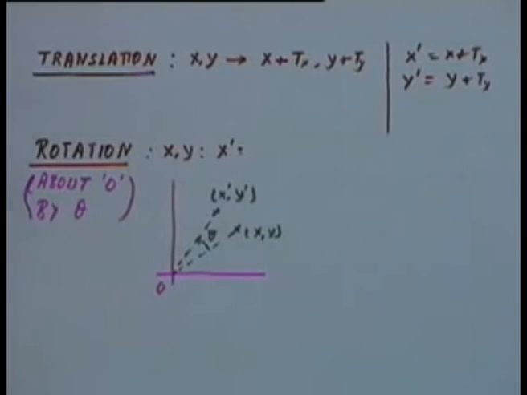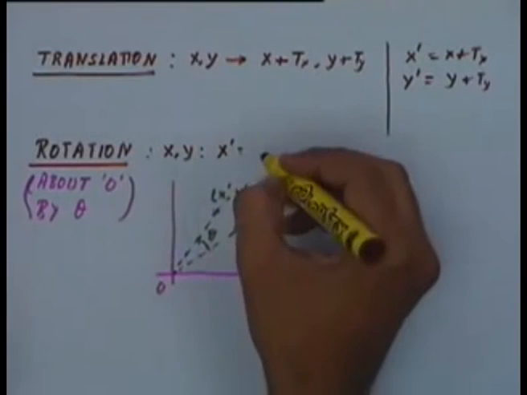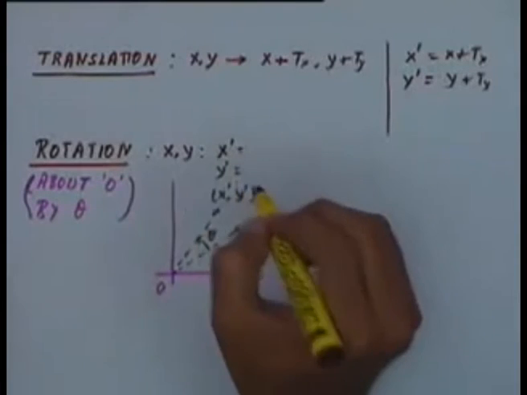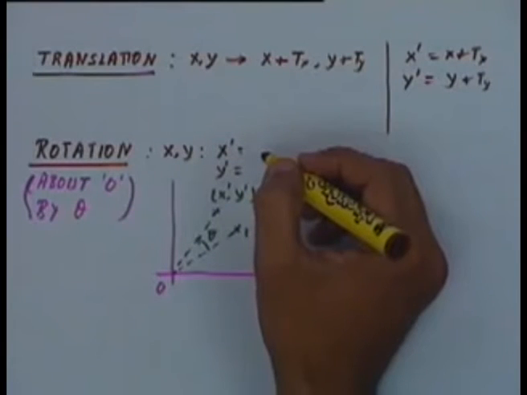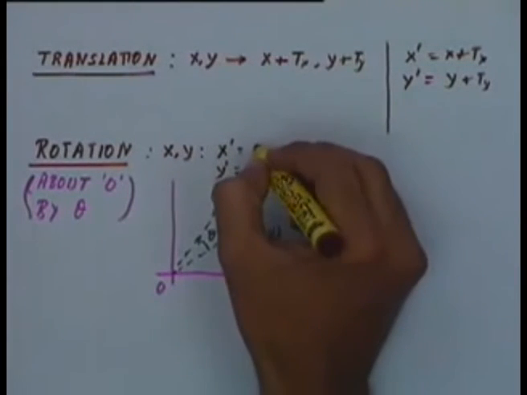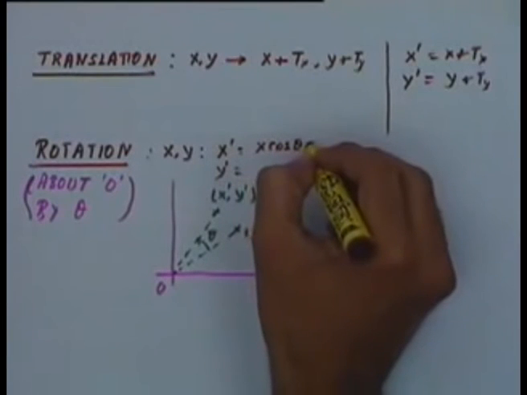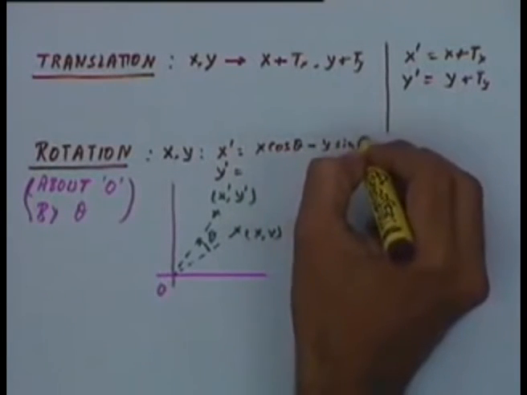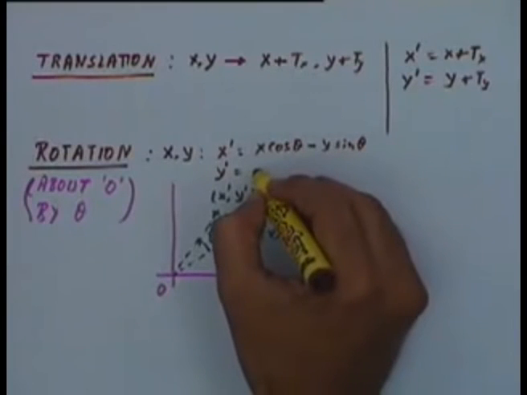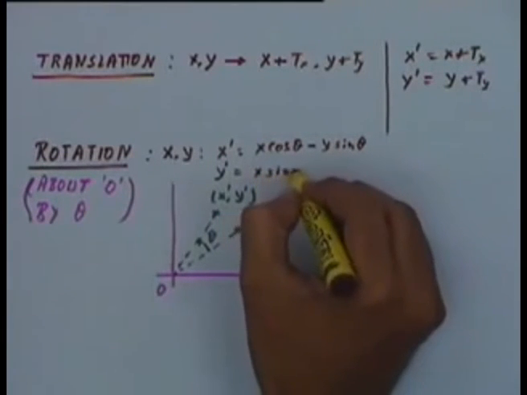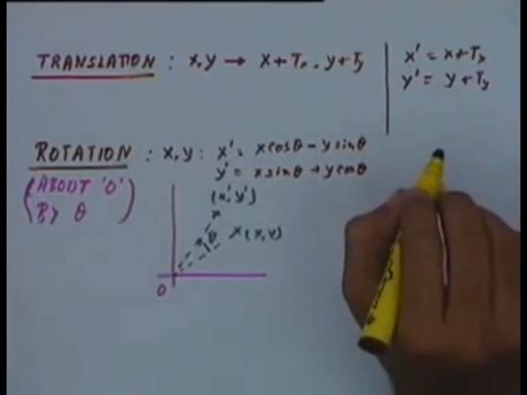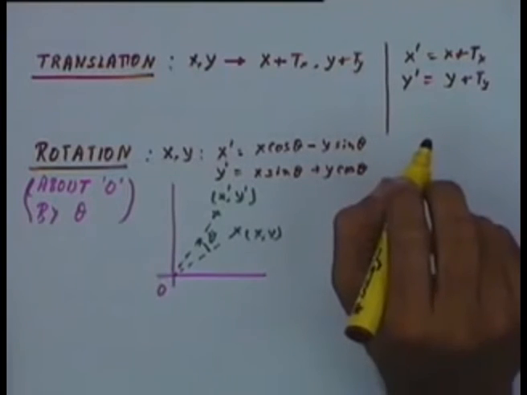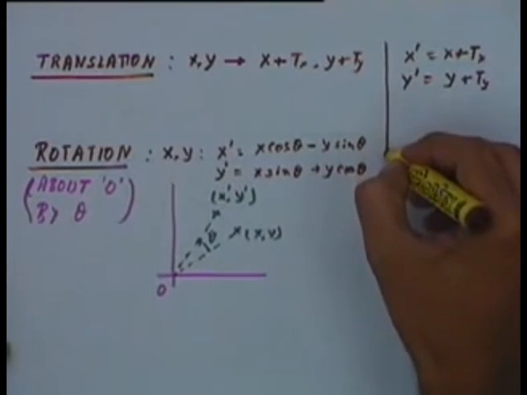What will be the value of x prime and y prime? Anyone? How much will be x prime? x cos theta minus y sin theta. And y prime is x sin theta plus y cos theta. Is that okay? Anyone having any doubts about this?